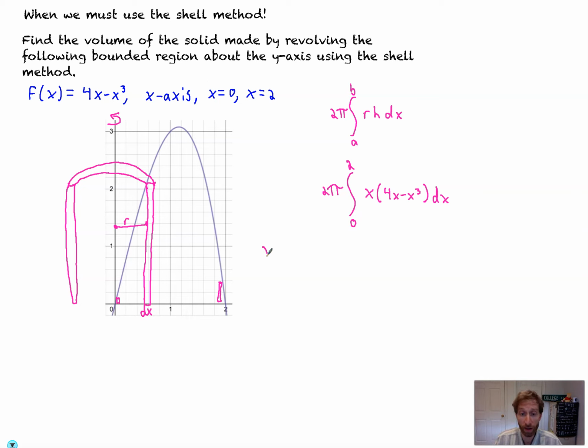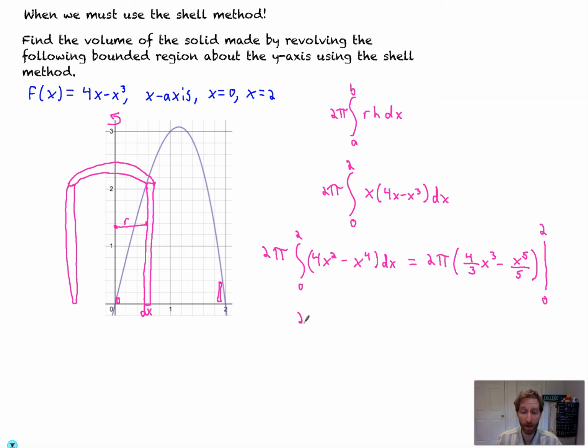Now it's just about integrating. So we have 2 pi times the integral from 0 to 2. I'm going to distribute the x, very simple integral, 4x squared minus x to the 4th, and that's going to be all times dx. All right, nice. We like this. The integral's not so bad. That's going to be equivalent to 2 pi times 4/3 x cubed minus x to the 5th over 5. Just a little bit of simple power rule action there. That's going to be evaluated from 0 to 2.